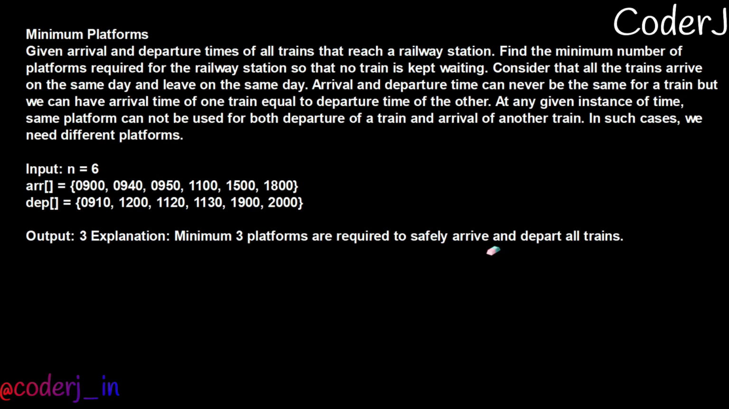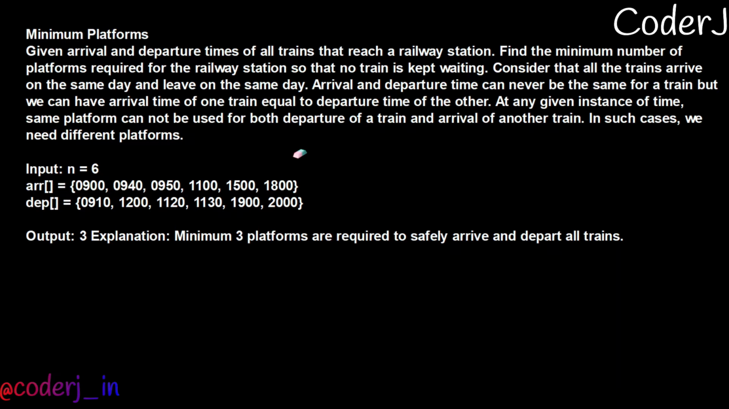Today, as part of our ongoing Must Do series, we will be attempting minimum platforms. So let's start with the problem description. Given arrival and departure times of all the trains that reach a railway station, find the minimum number of platforms required for the railway station so that no train is kept waiting.